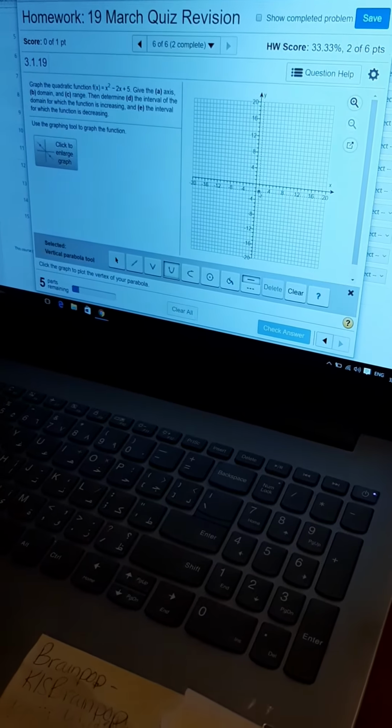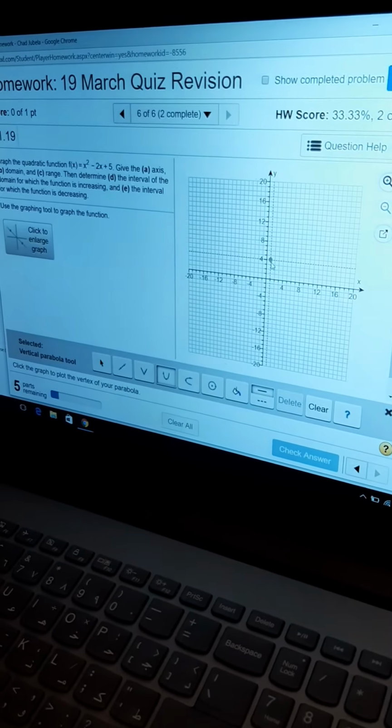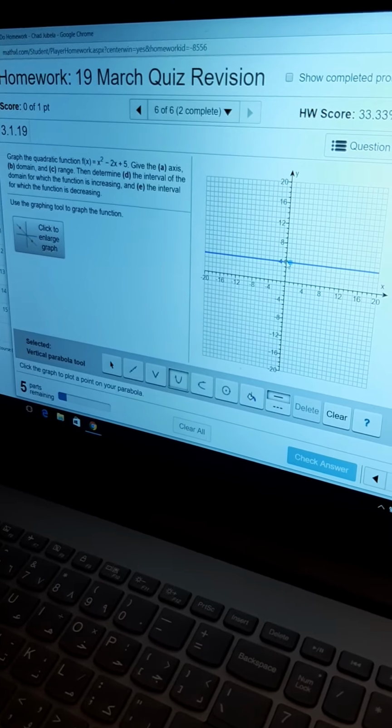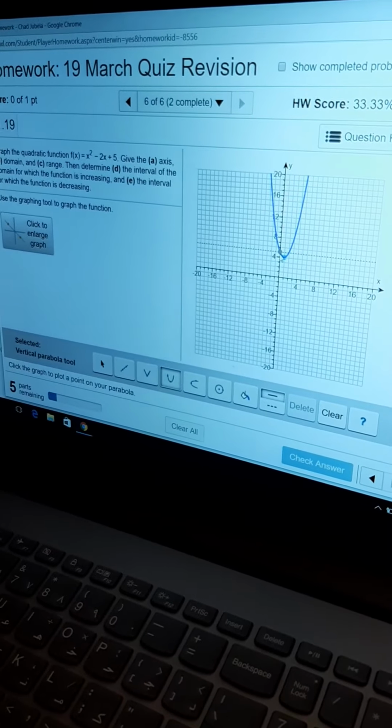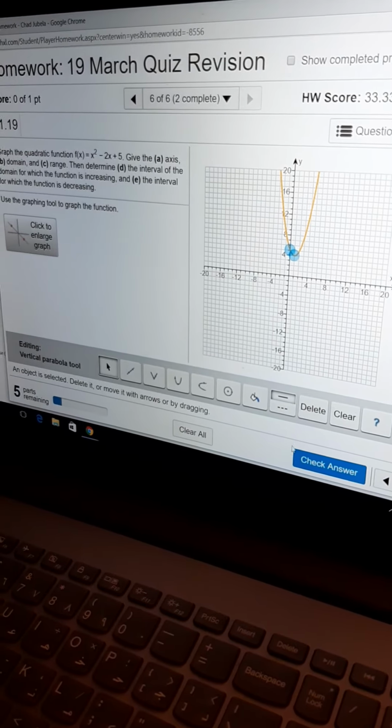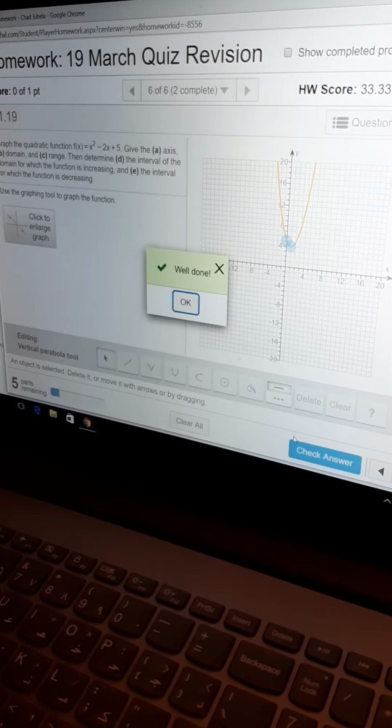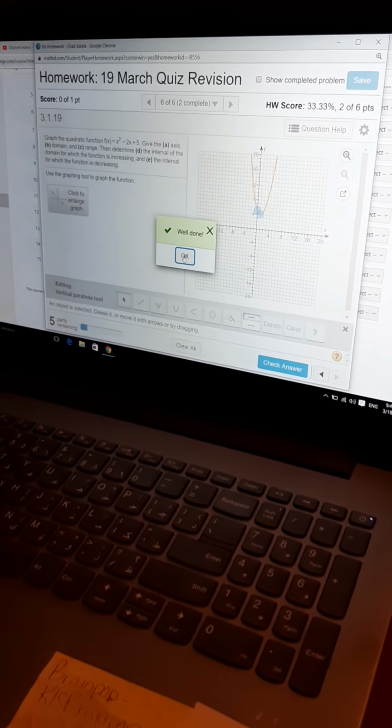So now let's see if I can graph this thing. Click on the graph, choose this one. Hey, internet's working okay. I go to my first point, my vertex 1, 4, and my y-intercept 0, 5. And I've got that. All right. Hope you guys can do that. All right. I know you can.